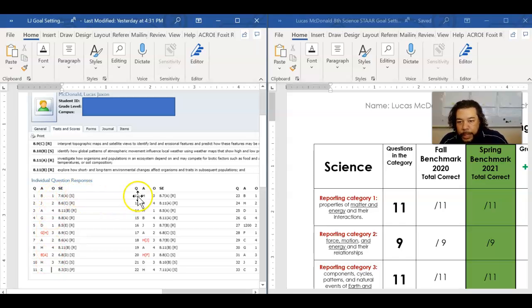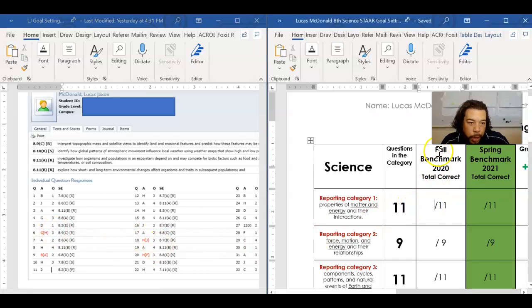The reporting categories, again, are listed here, but there are only 4 questions that this guy missed. So I'm going to look at the questions that he got incorrect, and start to subtract from the numbers that we've already established, the 11, 9, 11, 11. Looking at the 4 wrong responses here, none of them are reporting category 1. So I can go into the benchmark column of our goal setting sheet.